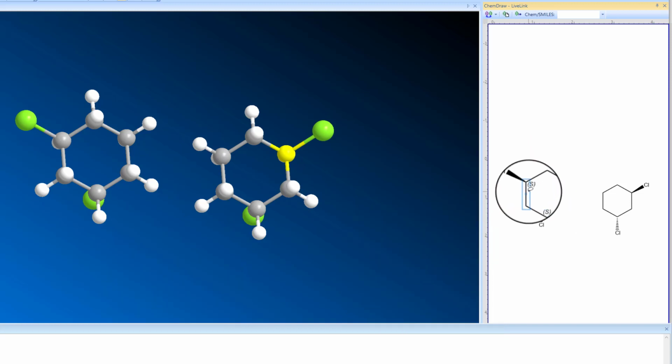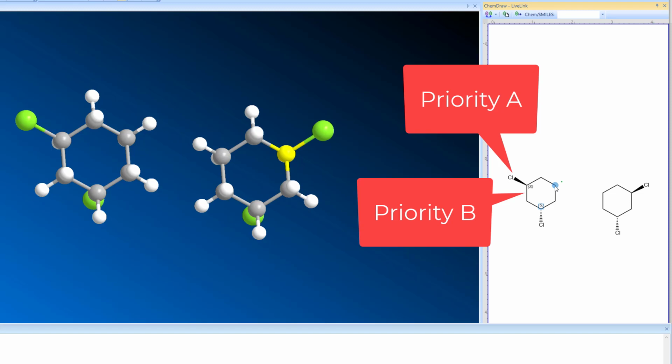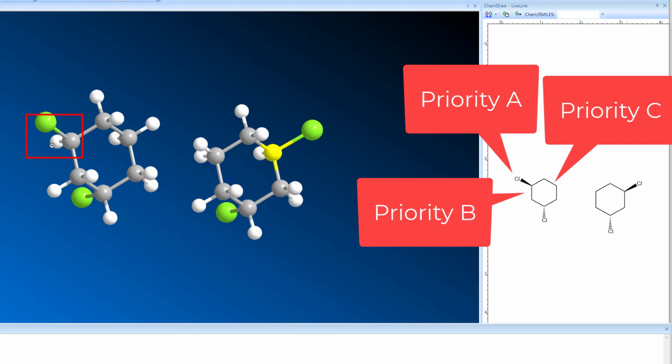Now on this carbon here, we have the same sort of deal. This here is our priority A. This way round the ring would be priority B. This way round the ring would be priority C. So we appear to be going anti-clockwise, but that's fine because the hydrogen here is actually pointed down. Here it is, so that hydrogen is actually pointing away from us.